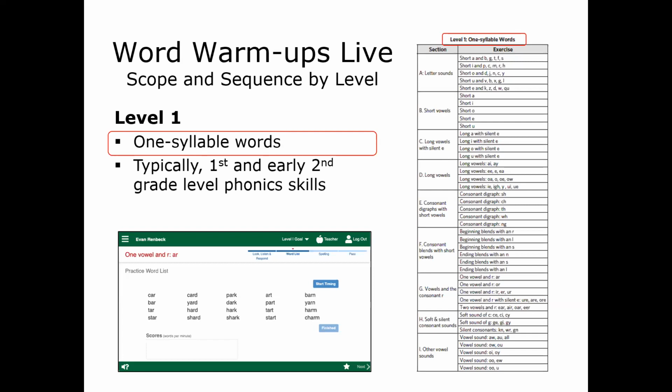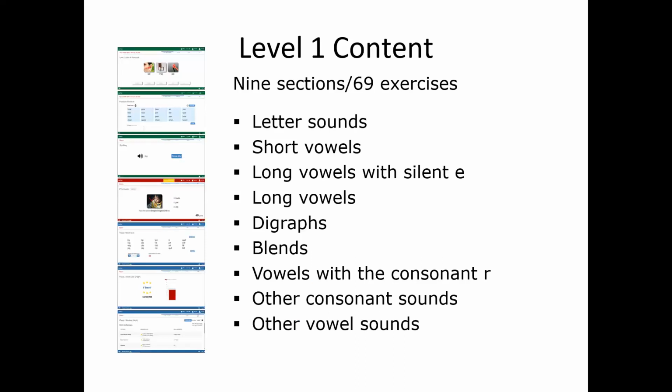Level 1 is what you would probably imagine is our one syllable level. It's words that are typically taught in first and second grade. Level 1 includes 9 different sections, and they're listed here, starting with letter sounds, short vowels, and so forth. And between those 9 sections, there are 69 different exercises split up between them. So remember, I said there are word list exercises, reviews, challenges. Those are all in the word list category. We also have introductory lessons and then those story exercises.